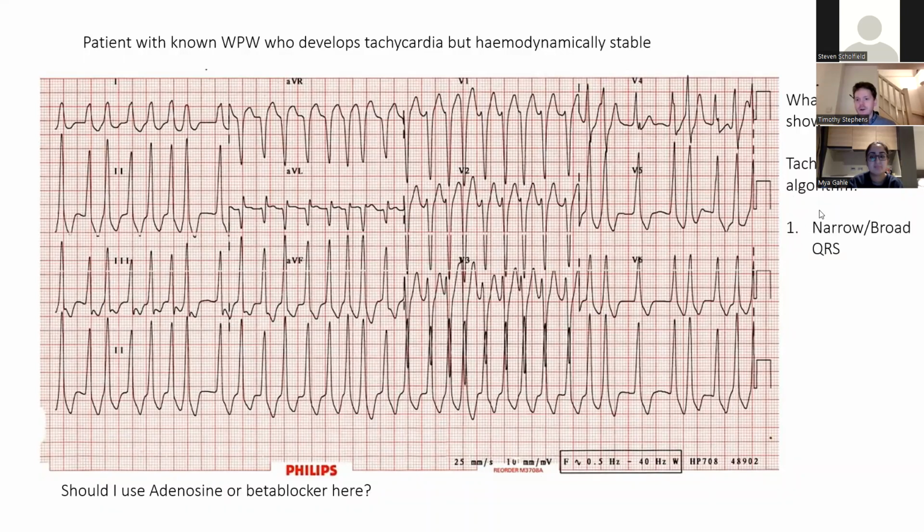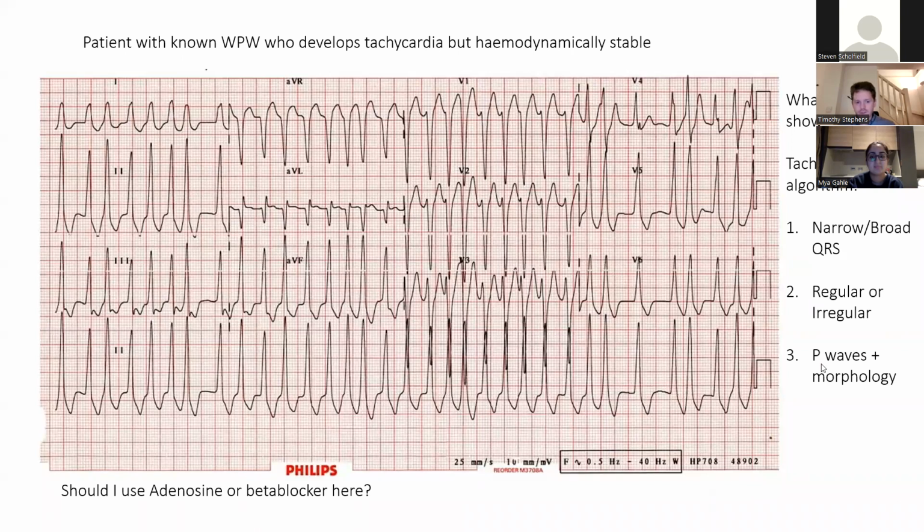So this is a narrow complex tachycardia. Sorry, what I'm talking about, this is a broad complex tachycardia. We talk about narrow complex D1. This is definitely broad complex. Is it regular? Is it irregular? It's irregular. We can see here that the RR intervals are very, very different from each other. And that immediately makes me quite worried, seeing an ECG like this.